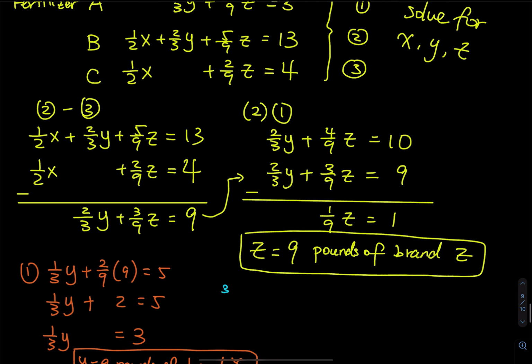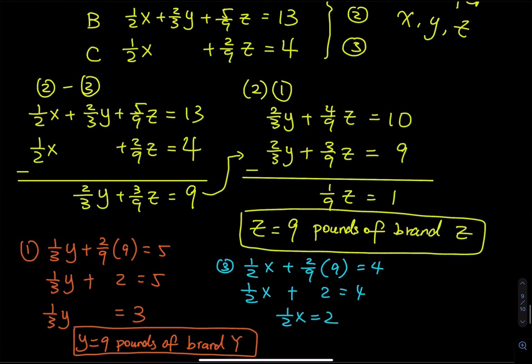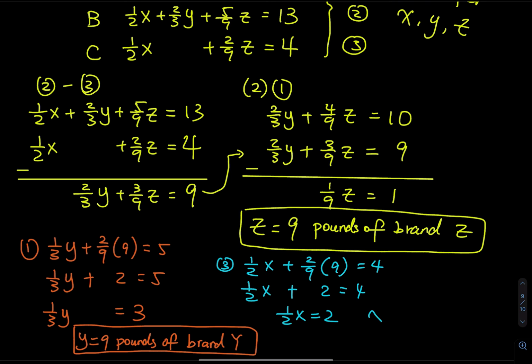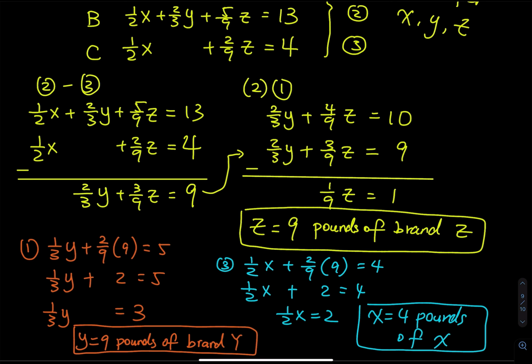So for equation number 3, I have 1/2 x plus 2 over 9 z is equal to 9. That is equal to 4. So this is a 1/2 x plus 2 equals 4. 1/2 x is equal to 2. Then x is equal to 4 pounds of x. So x is 4, y is 9, z is also equal to 9.